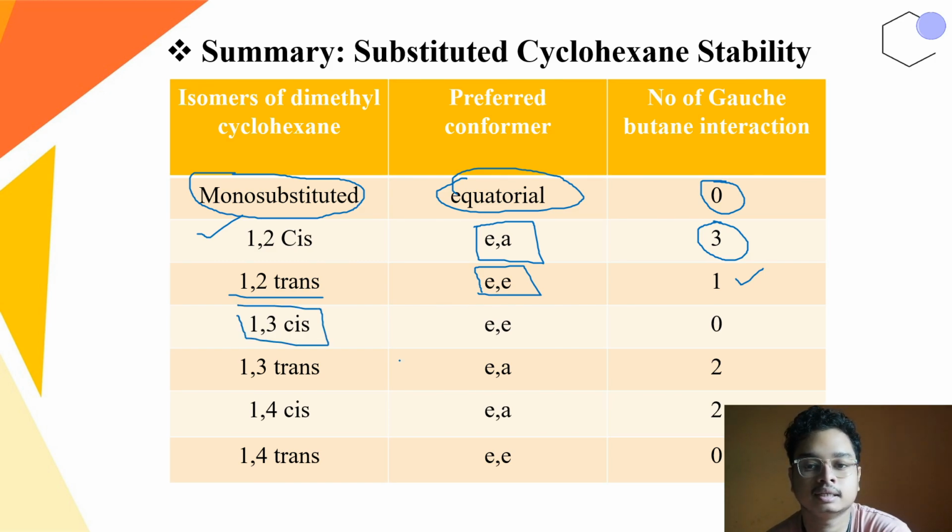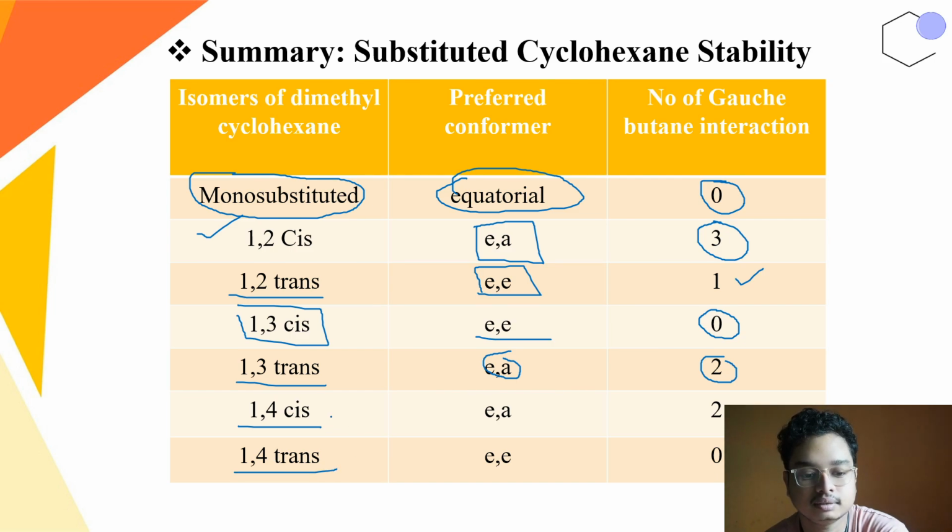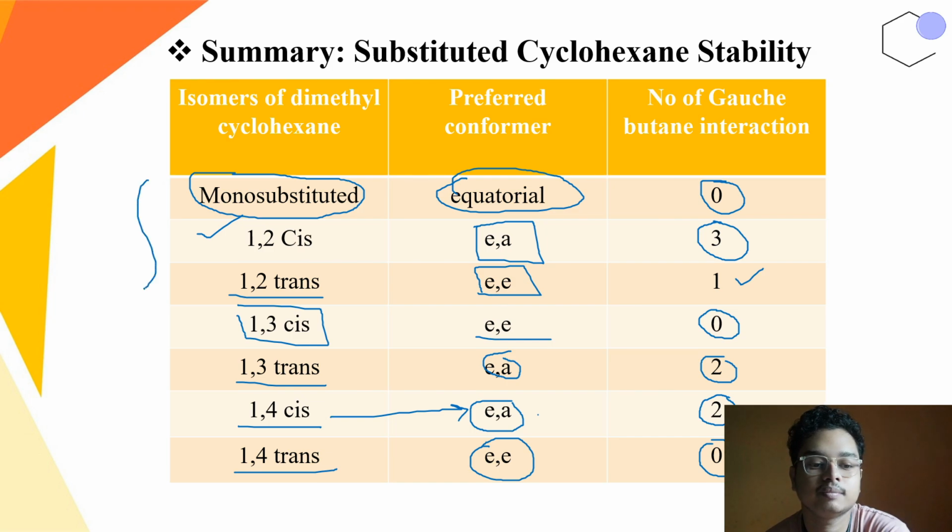1,3 disubstituted in the cis compound, the diequatorial is stable where 0 gauche butane interaction is there, and in 1,3 trans, the equatorial axial is much more stable, having 2 gauche butane interactions. And for 1,4 cis and 1,4 trans, in the cis case, the equatorial axial conformer gets higher stability over the other conformer, and the minimum gauche butane interaction is 2. And in 1,4 trans, the diequatorial is much more stable, having 0 gauche butane interactions. So this chart is very important because sometimes a direct MCQ question comes from this particular chart. So you have to remember this particular chart.